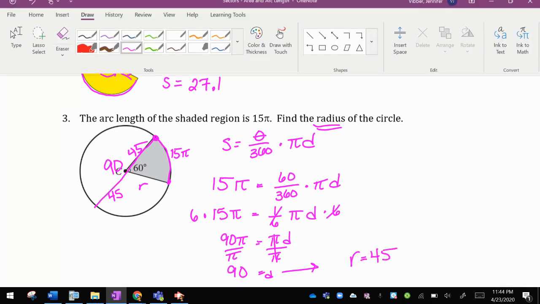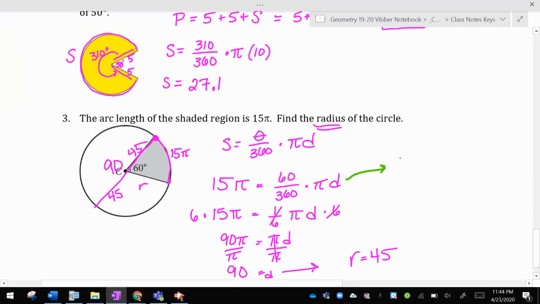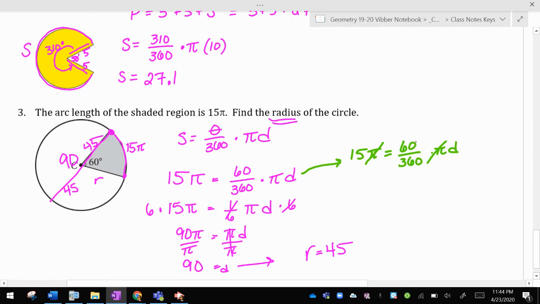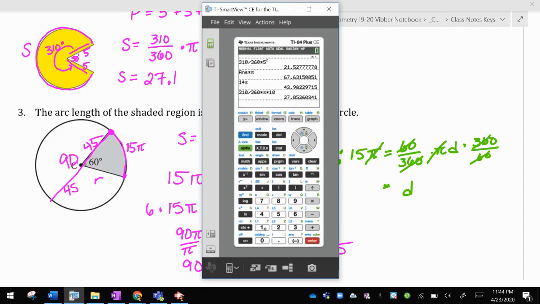Now, I feel the need to take a quick ending second here to say, what if that 60 over 360 wasn't so nice and I had this? Another way of going about solving this is dividing both sides by pi, which really just cancels them out. And then to solve for d, I need to get rid of this fraction. So what I'm doing is I'm going to multiply both sides by the reciprocal of the fraction. So if you ever want to get rid of a fraction, you can multiply both sides by its reciprocal, because these 60s and 360s would both divide to 1 and cancel out. And then over here, you would do 15 times 360 60ths. And you'd still get 90.